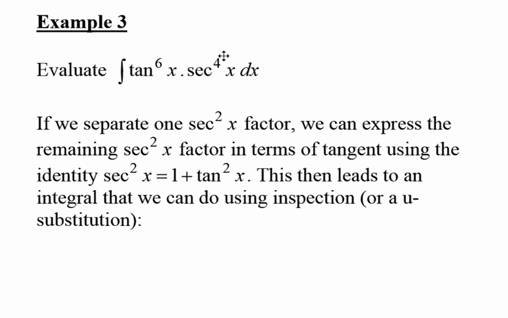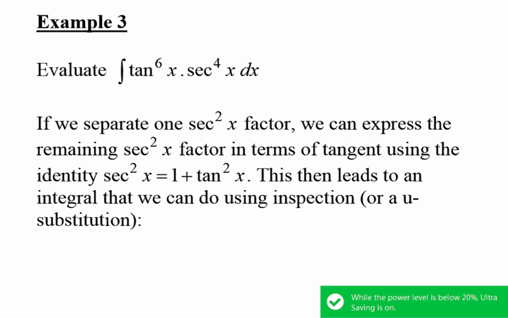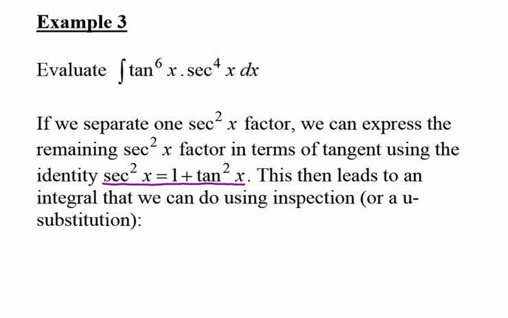If we separate one sec squared x factor, we can express the remaining factor in terms of tangent using our identity. So this is going to be our really important identity. This then leads to an integral that we can do using inspection. Alternatively, you can do it using u-substitution if you want to. So let's have a look using inspection.